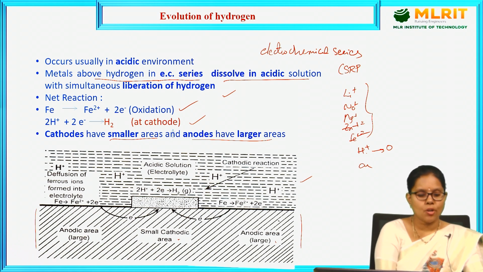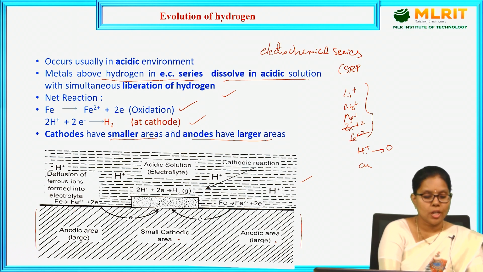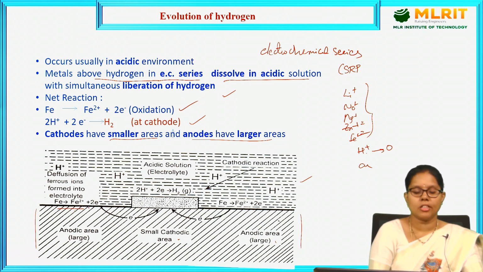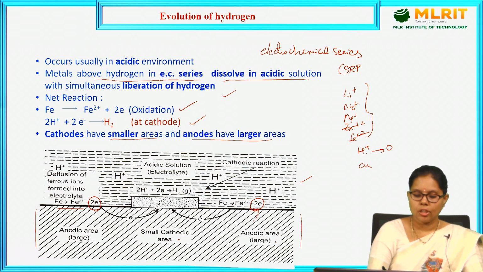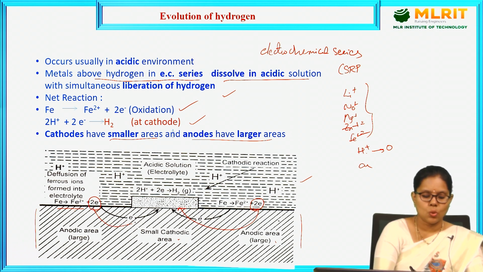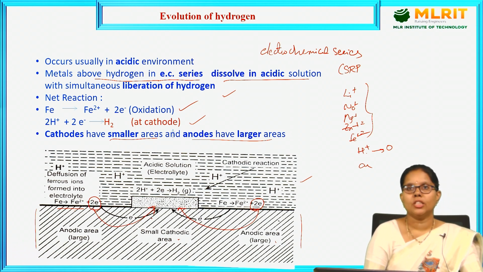At the large anodic area, iron is oxidized to Fe2+ ions, nothing but ferrous ions, liberating 2 electrons. You can see this side also: iron is converted to ferrous, liberating 2 electrons. The electrons move from the anode to the cathode. At the small cathodic area, where H+ ions exist, they get reduced to hydrogen gas. The release of hydrogen gas indicates wet corrosion and that the metal is going to be corroded. This is nothing but evolution of hydrogen.